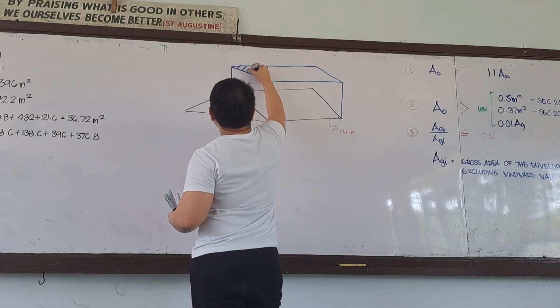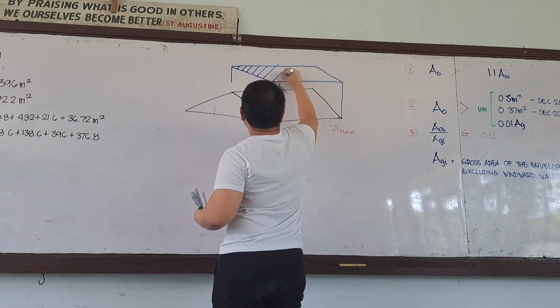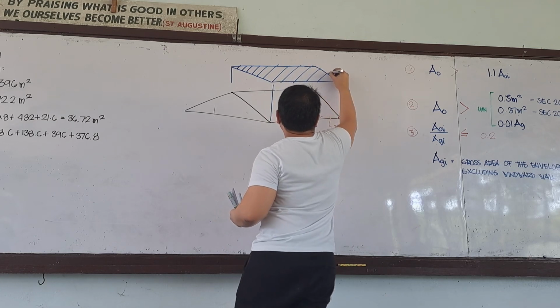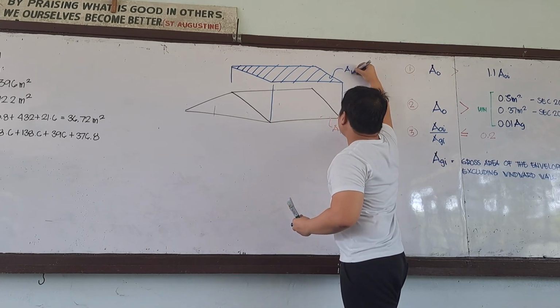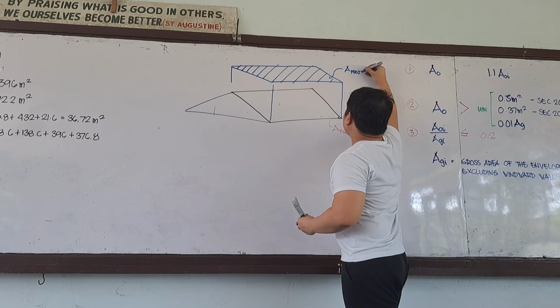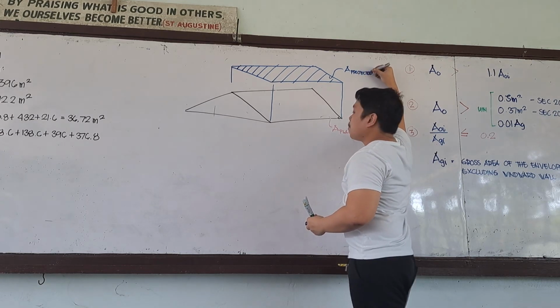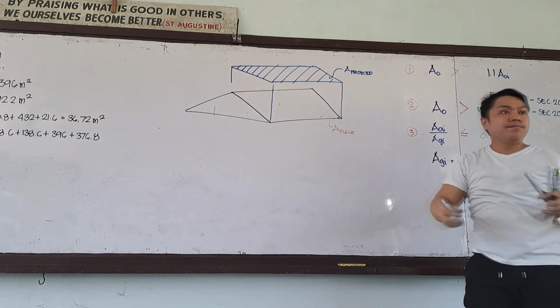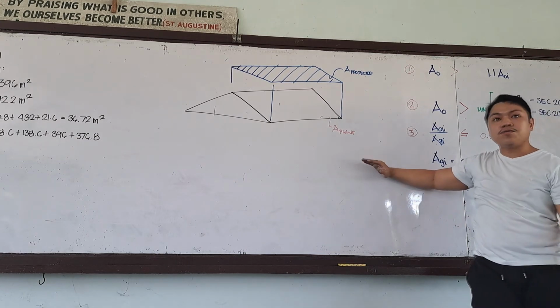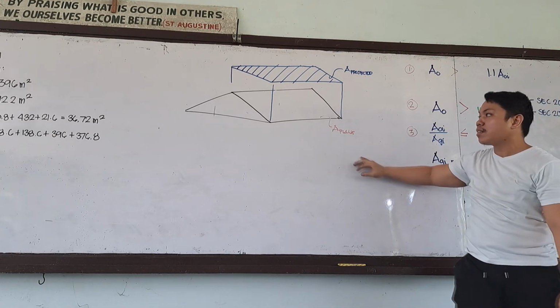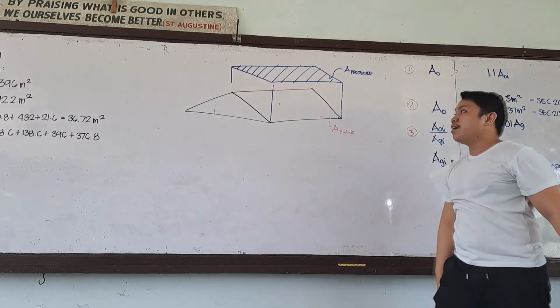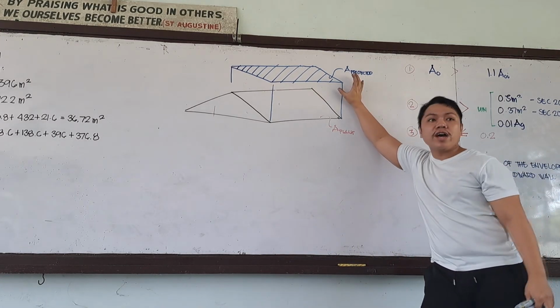So we will have a vertical projection area. This is the area projected. Looking at the top view in your floor plan, you have the floor plan and then the roof framing plan. You can see the roof. So you can immediately sum up your projected area.